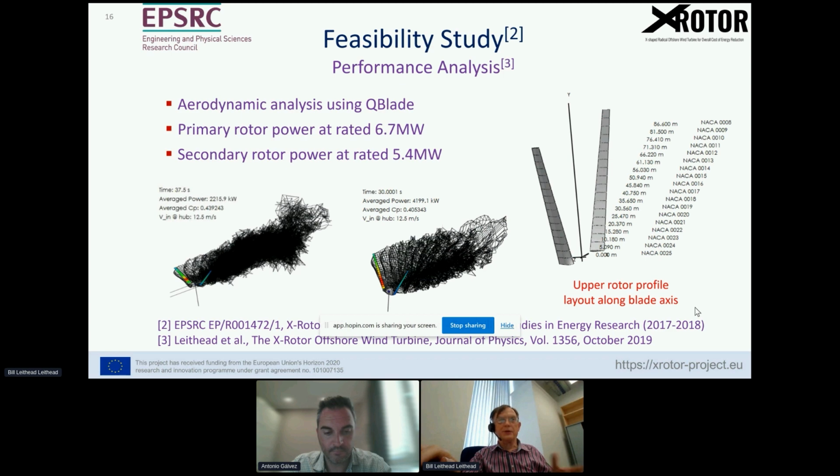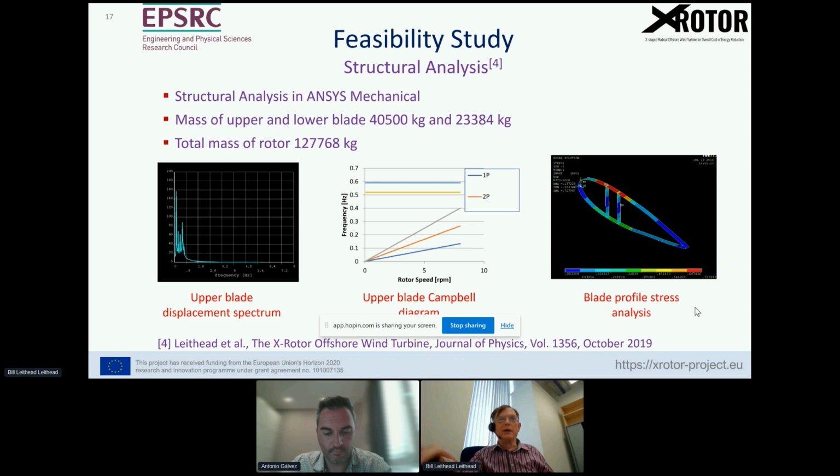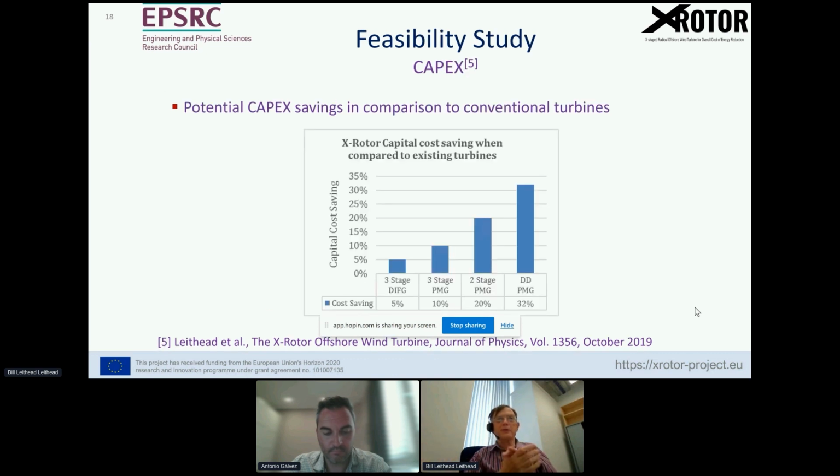This is just showing a little bit of some details here, but I'm not going to go into that for brevity on this. Okay, but just to talk a little bit about the CapEx.